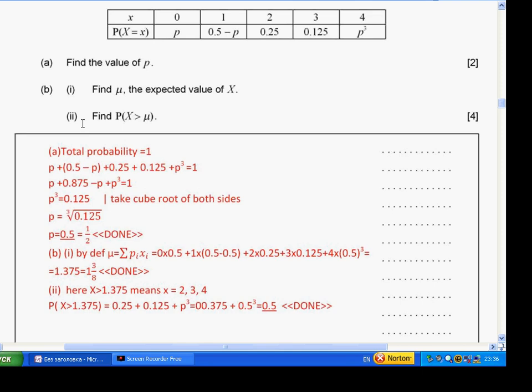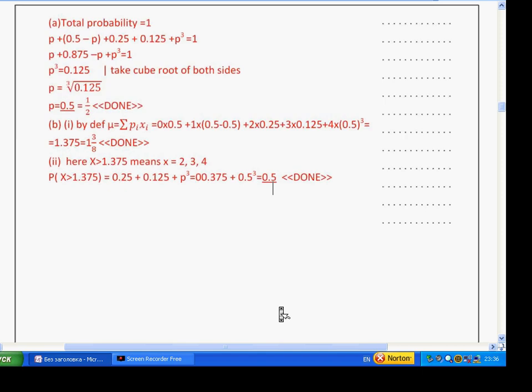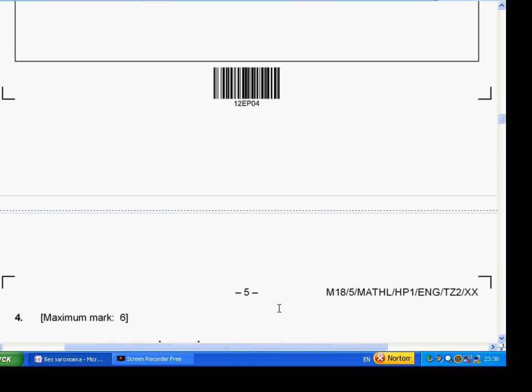Part c, we should find the probability that x is more than mu. More than 1.375, so it is 2, 3, and 4. So we add up these three probabilities, substitute the value of p, and we get 0.5. Question is done. Next question.